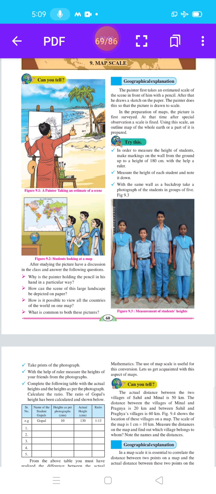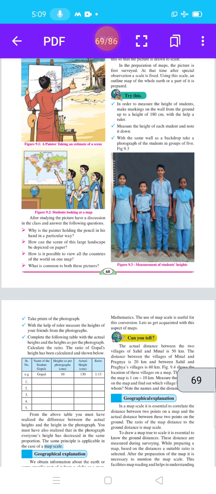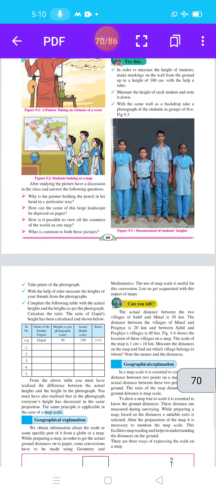With the same wall as the backdrop, take a photograph of students in a group of 5, figure 9.3. Take a print of the photograph. Then, with the help of a ruler, measure the heights of your friends from the photograph.